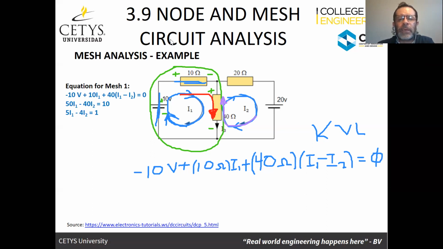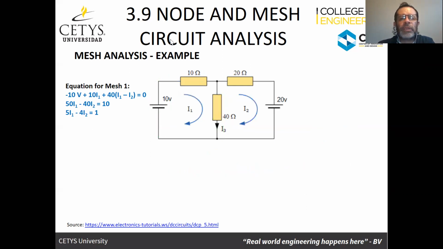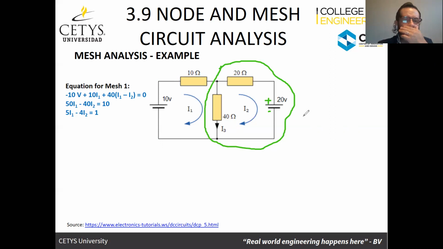Okay, now I'm going to erase all of this. Now I'm going to look at mesh 2, which is this one here. And I'm going to do the same thing. I'm going to establish polarities. So the small bar here is going to be negative. The large bar is going to be positive.